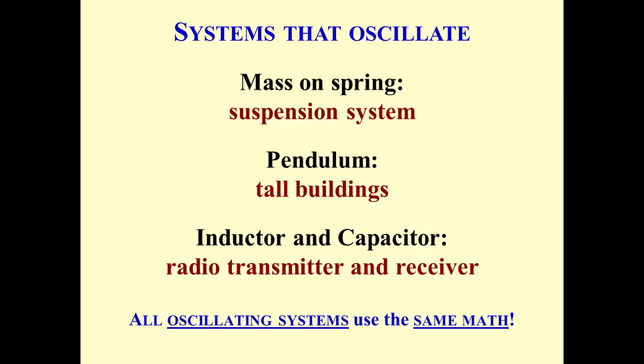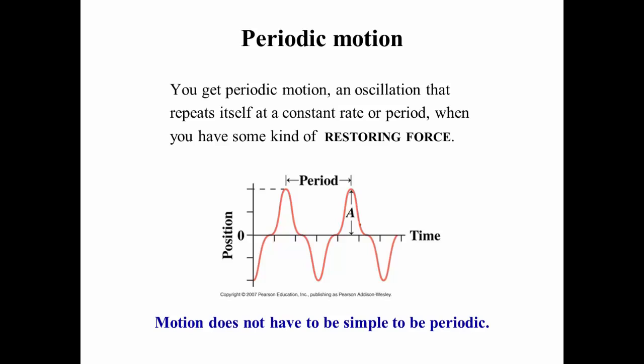The reason this is important is that there are many different systems that oscillate. It could be the suspension system of a car, it could be a pendulum or a swaying building, or it could be a radio transmitter like we'll see when we get to the next semester of this course. Every one of these uses the same mathematics. They're periodic motion with a particular amplitude that results from a restoring force. If that restoring force is complicated, you'll get a complicated motion that repeats itself over time. If that restoring force is simple, you'll get simple motion.